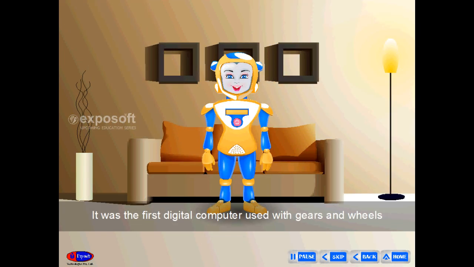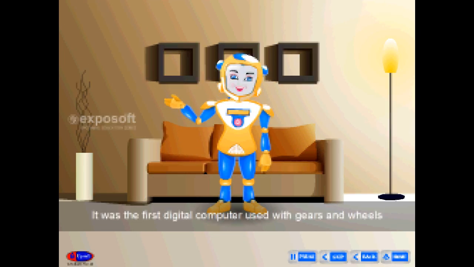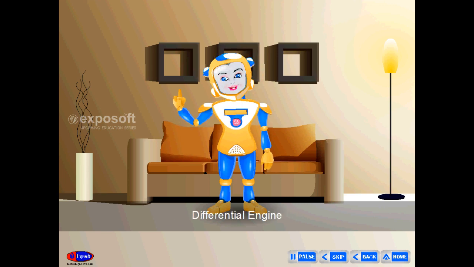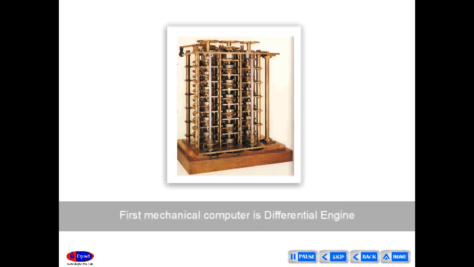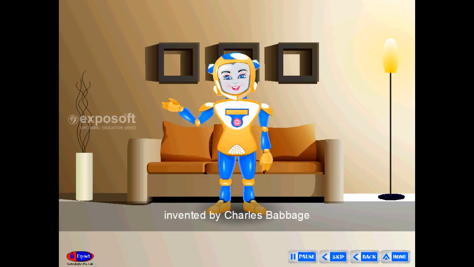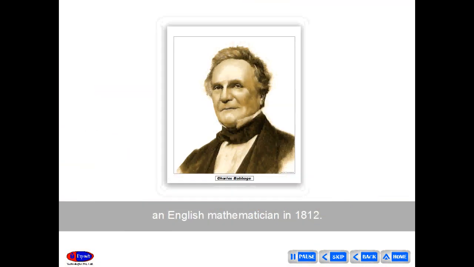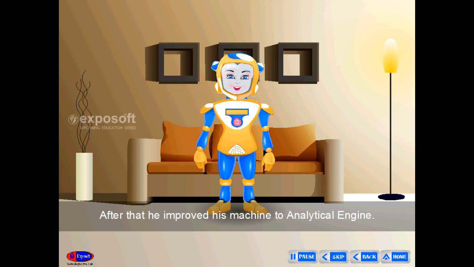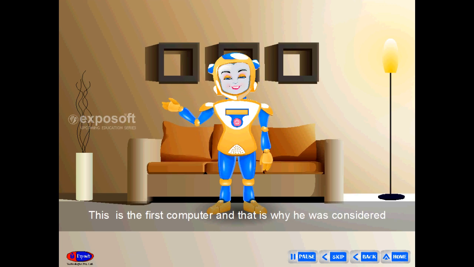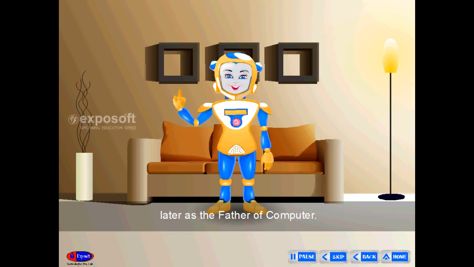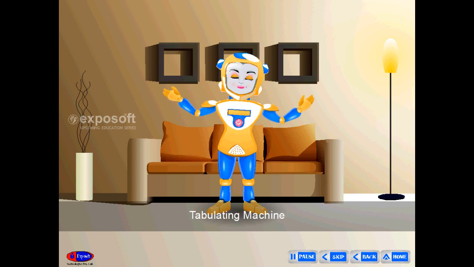It was the first digital computer used with gears and wheels for performing calculations. Differential Engine. First mechanical computer is Differential Engine, invented by Charles Babbage, an English mathematician, in 1812. After that, he improved his machine to Analytical Engine. This is the first computer, and that is why he was considered later as the father of computer.